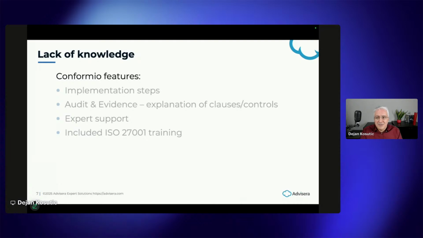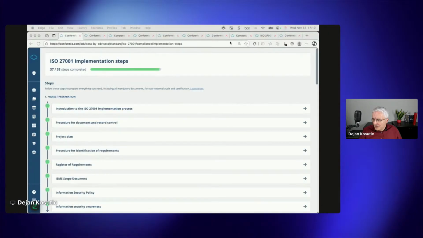And this is really how Conformio tackles this problem of lack of knowledge. So first of all, Conformio helps you with these implementation steps. It teaches you what are the most optimal steps in the implementation. It shows you, let's say, clauses and controls, what they mean, what the standard requires. It also includes this expert support, but let me come to this later. So let me first show the screen with implementation steps and audit and evidence. Just let me share the screen.